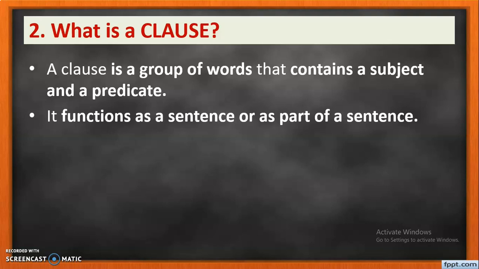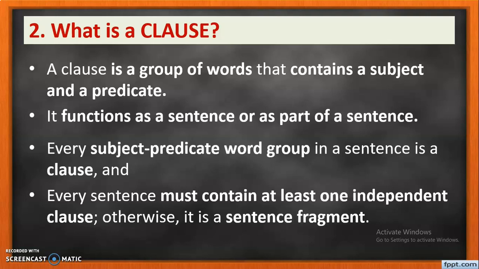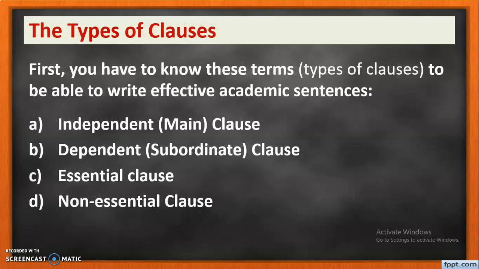So it functions as a sentence or as part of a sentence. Every subject-predicate word group in a sentence is called a clause. And every sentence must contain at least one independent clause, unless it's going to be called a sentence fragment. So these are the types of clauses you need to learn and know. If you want to develop effective academic writing, you need to know the independent or main clause, dependent or subordinate clause, essential clause, and non-essential clause.